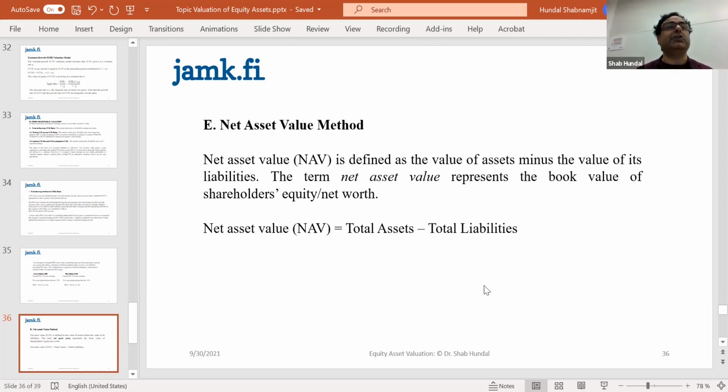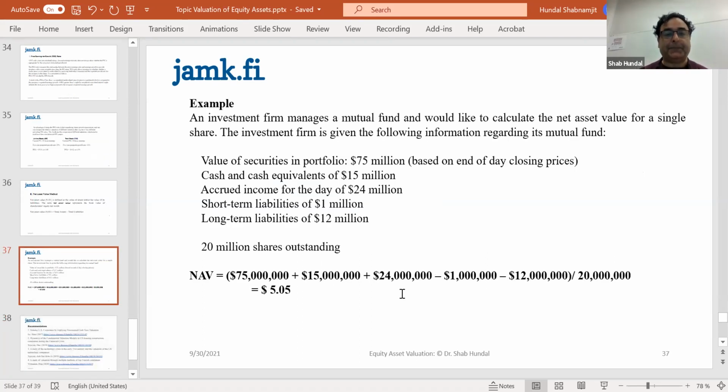You also call it shareholders' worth, and you also call it shareholders' equity. So basically you have shareholders' equity, and you divide this by the number of shares. So basically, you add all the assets in the given example, you subtract all the liabilities in the given example, and then divide by the number of shares.